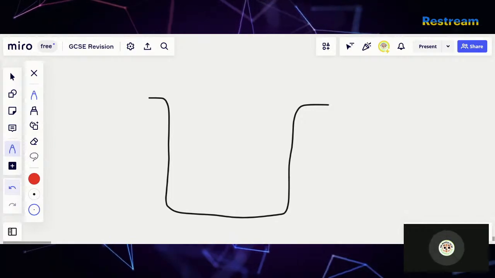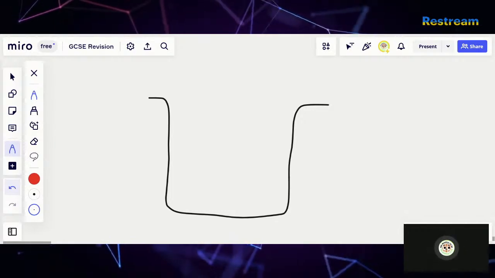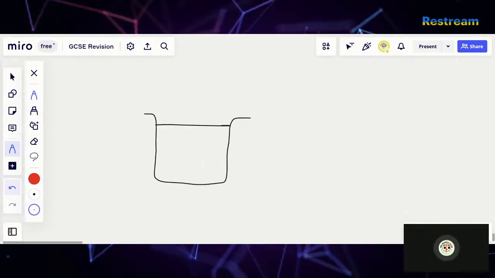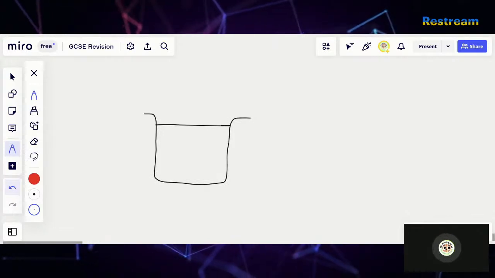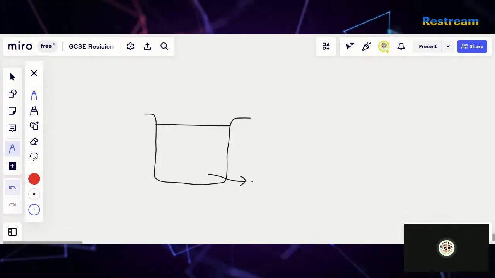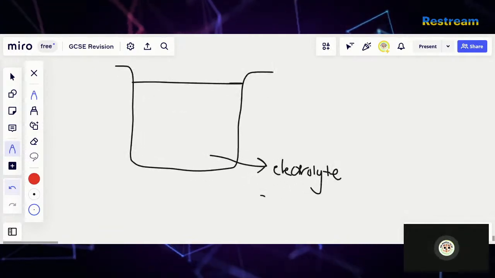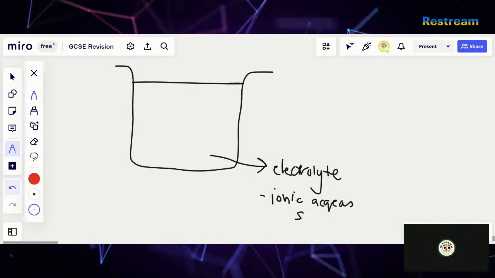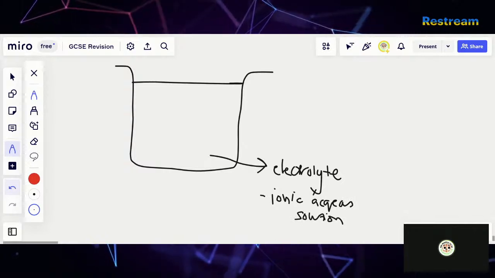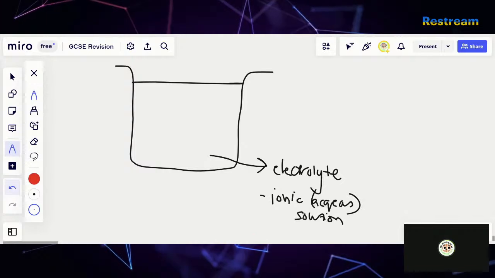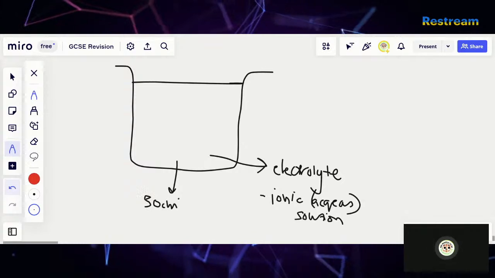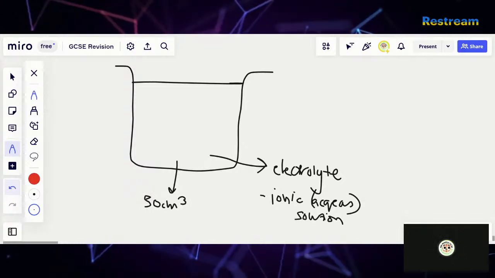Now, within this beaker, we need to add the electrolyte. The electrolyte is the solution in which ions move to the electrodes. So this is called the electrolyte. An electrolyte must be an ionic aqueous solution. In this case, the electrolyte would be 50 centimeters cubed of copper chloride.